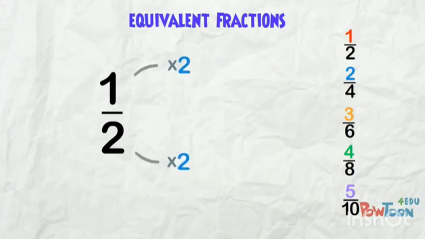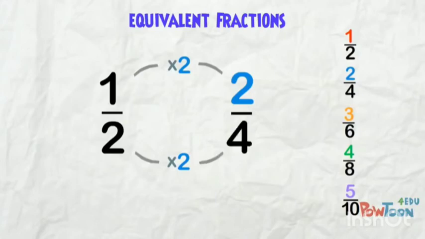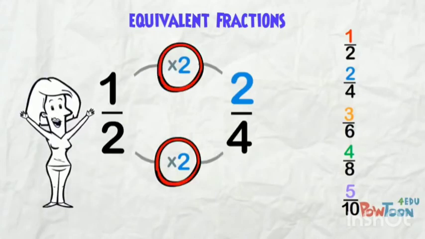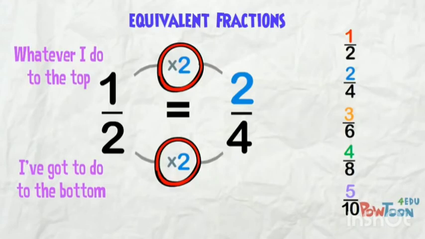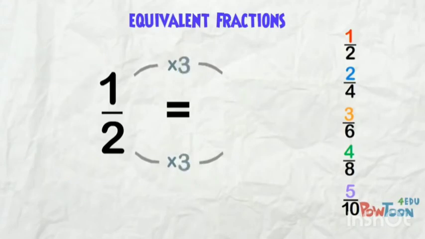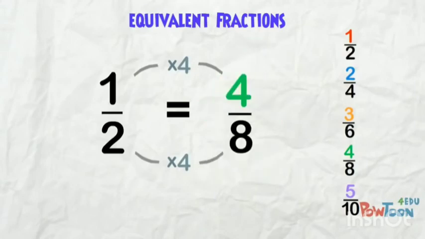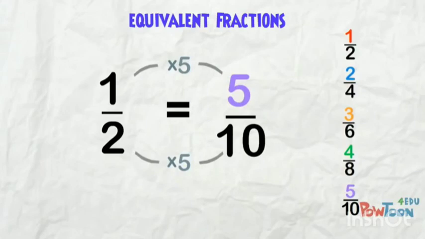2. 1 times 2 is 2 and 2 times 2 is 4. I used a factor of 2 to make this equivalent fraction. You can see whatever I do to the top, I've got to do to the bottom. So if I use a factor of 3, I get this equivalent fraction. A factor of 4 gets me this equivalent fraction. And when I use 5, I get this equivalent fraction.